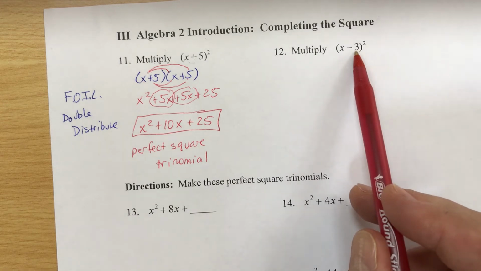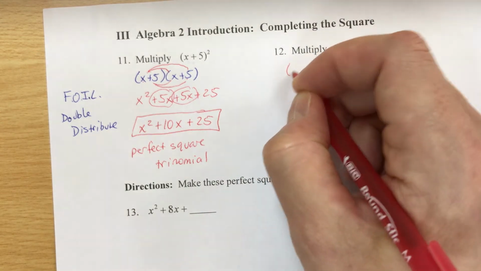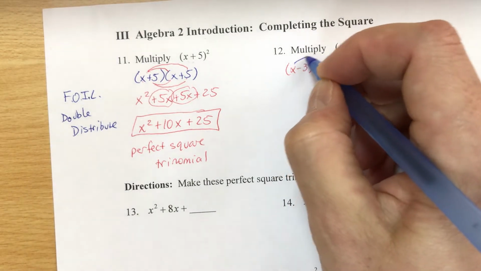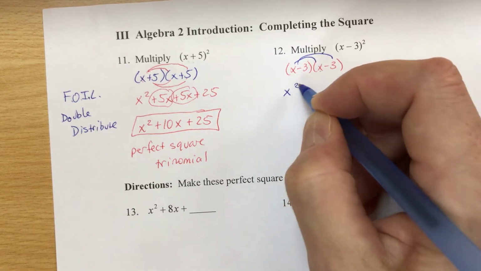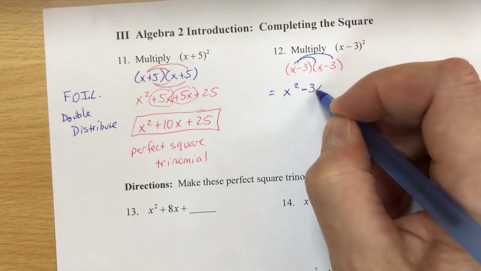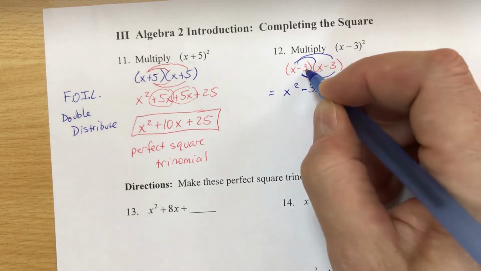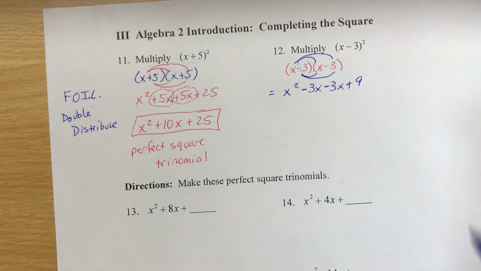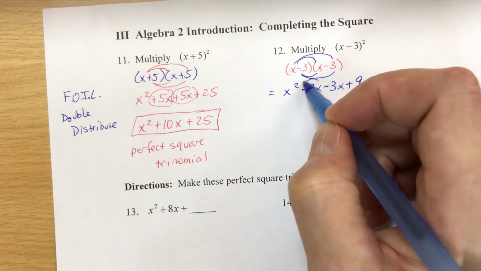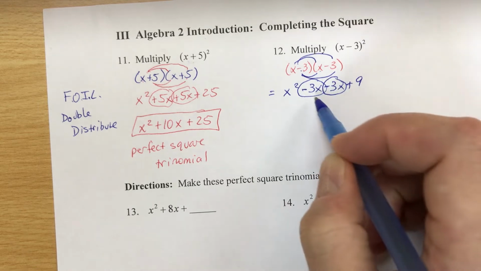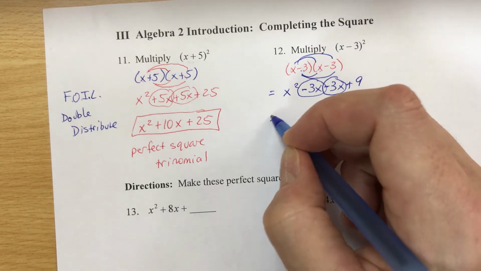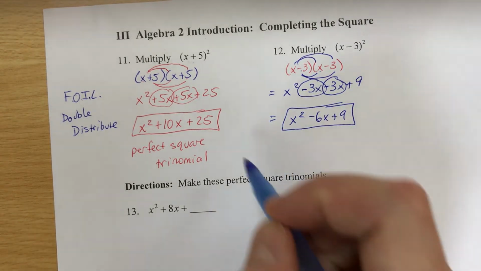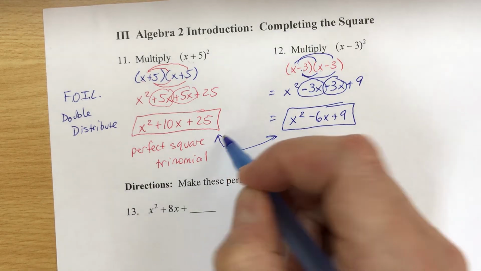So if we square the binomial x minus 3, again, I'm going to write x minus 3 times x minus 3, and now I'm going to double distribute. X times x is x squared, x times negative 3 is negative 3x, then I distribute the minus 3, so it's minus 3x, and a negative times a negative is positive 9. Notice again, your middle term is the same, so there's 2 of these. We can combine that, we get x squared minus 6x plus 9. So again, that's a perfect square trinomial.